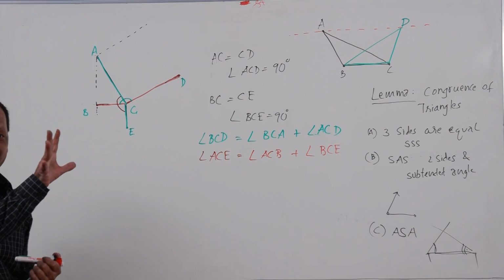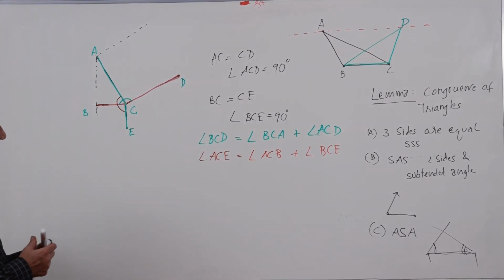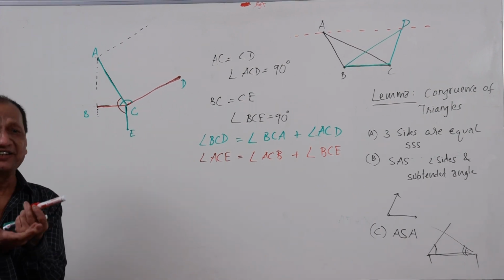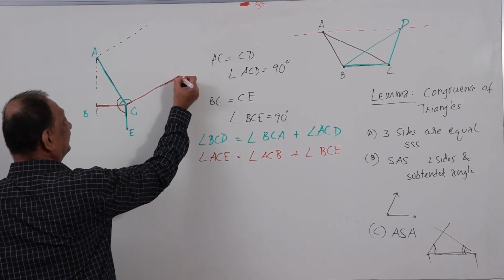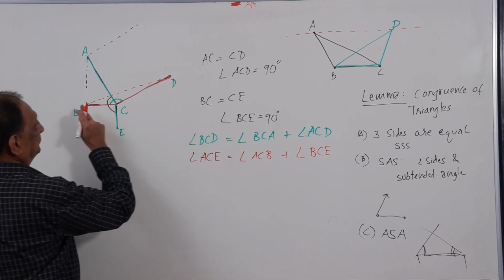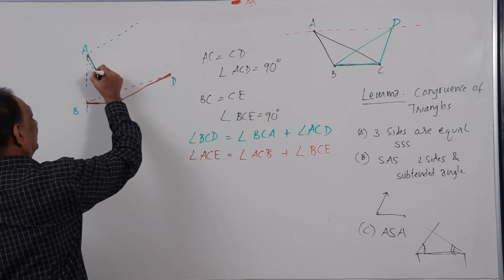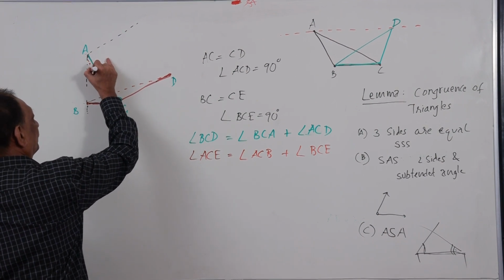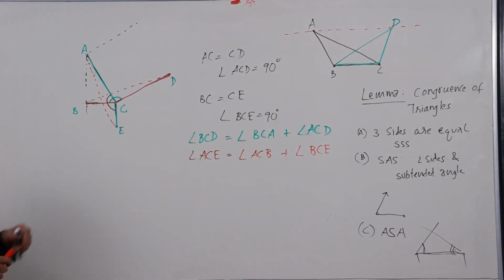Now the deconstruction is complete. Understanding or looking at the picture is complete. The construction is to complete these triangles. So I will join B to D as one line, completing this triangle BCD. Similarly, I join A to E. So we have completed this triangle, right?